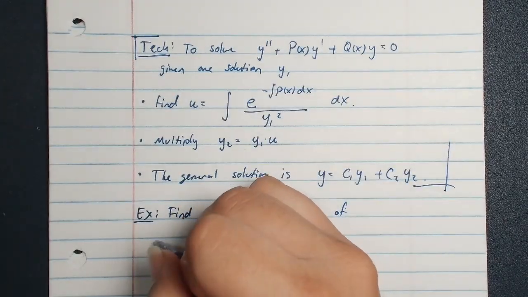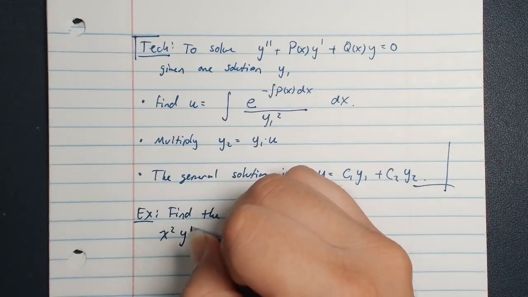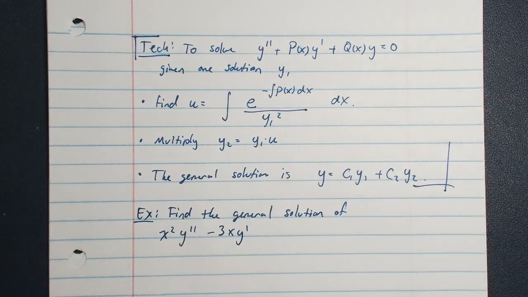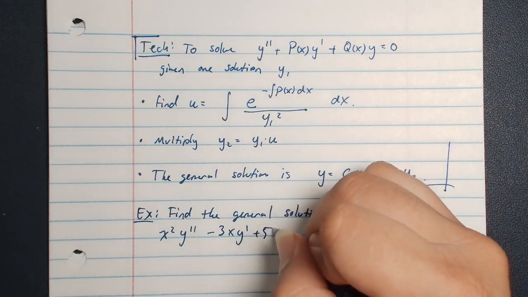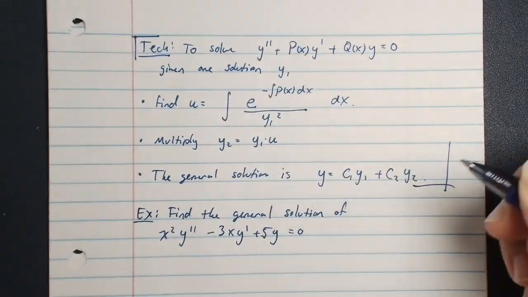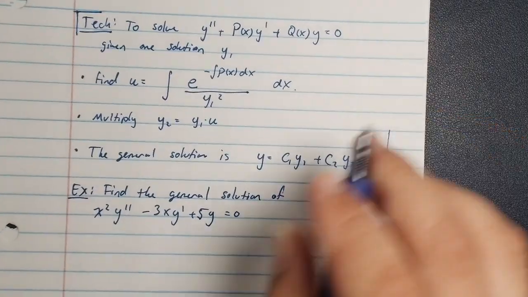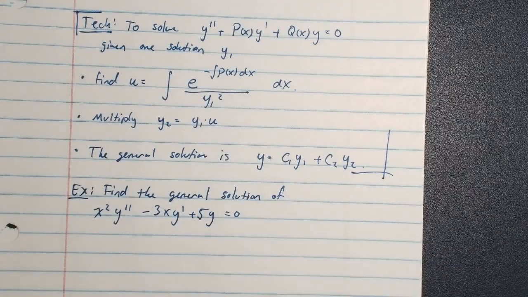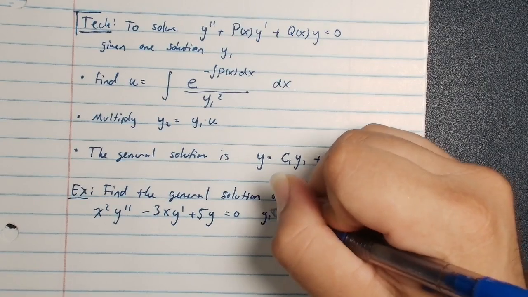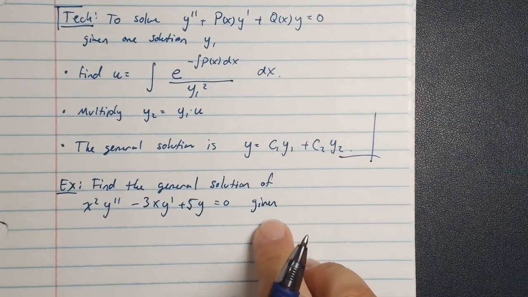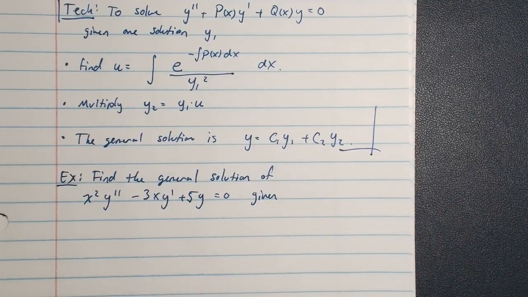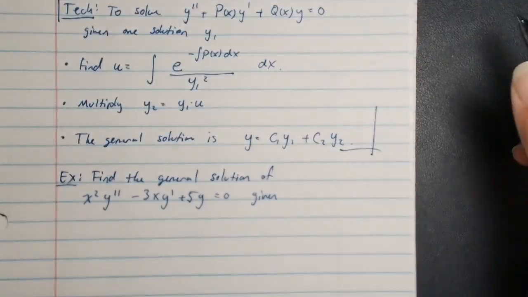All right, so let's find the general solution of x squared y double prime minus 3xy prime plus 5y equals 0. For this technique to work, we do have to know one of the two solutions. And you say, well, is that always going to be given? No. In coming sections, we're going to show you how to find your own first solution, and then reduction of order gives you the second one.